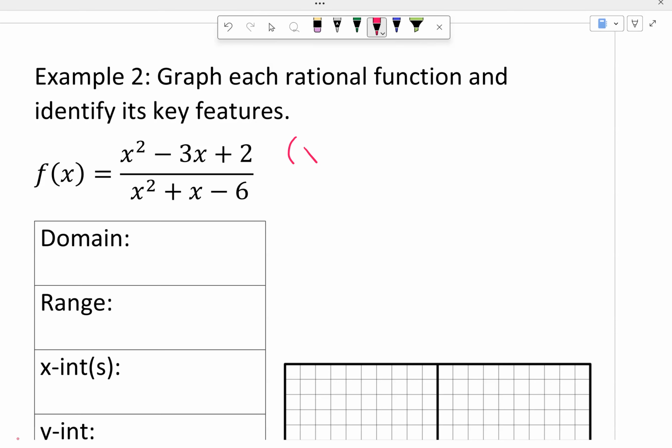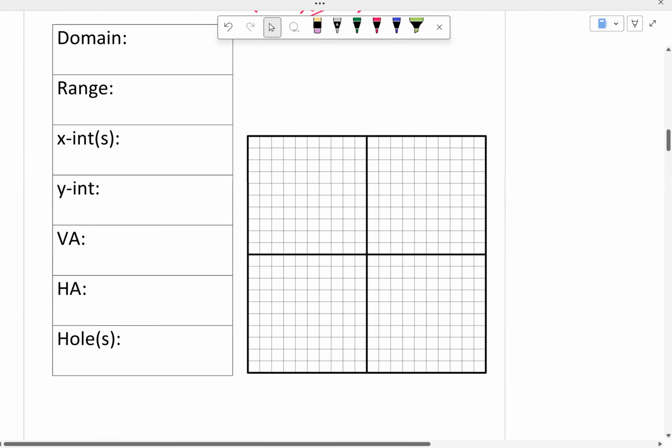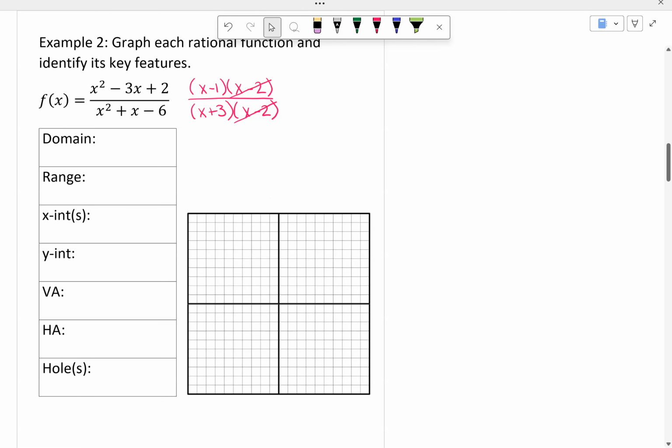So the top is going to change to x minus 1, x minus 2 over x plus 3, x minus 2. So notice we have some common factors. So I am going to cross those out. That means I am going to, I'm going to zoom out, so I'm going to try to get it all on one page. There we go.